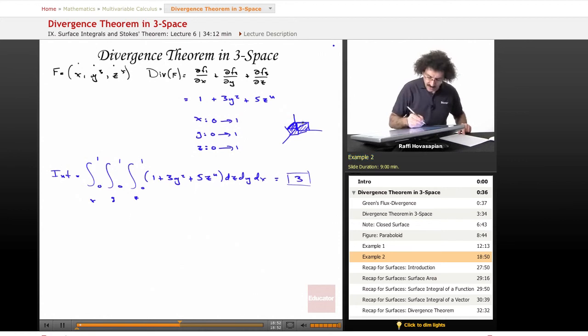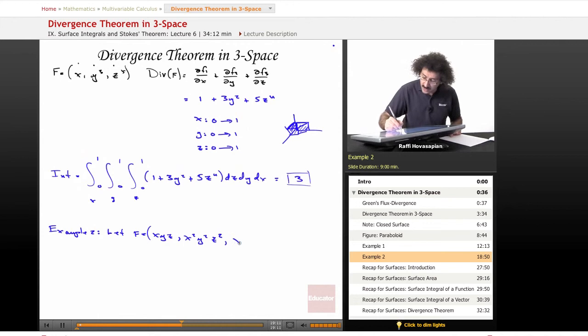Let's try another example. Example 2. This time we will let f, our vector field, be a little bit more complicated: f equals x y z, x squared y squared z squared, and x cubed y cubed z cubed. Okay, we want to find the flux of this vector field.